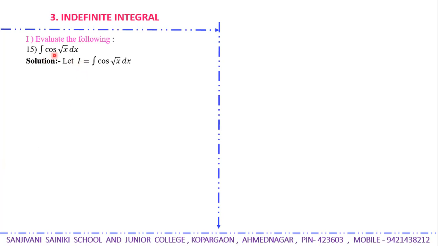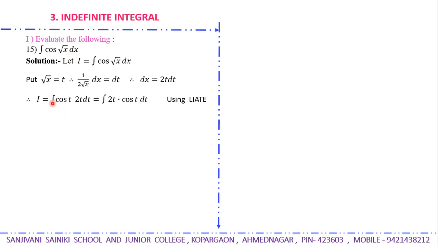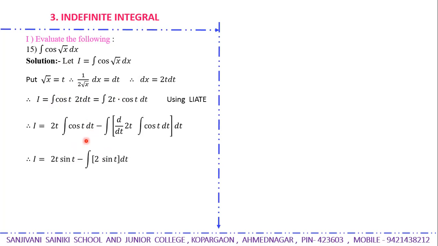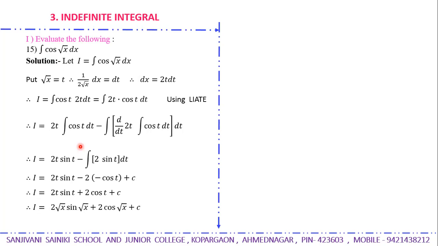Cos of root x. Now already we have solved this example in our solved examples, so you can go through this example. Already I have explained it in the solved examples how to solve it. Very simple. It is a composite function, so you have to use the substitution. Root x is equal to t, so 1 upon 2 root x dx is dt. So dx is 2t dt. Then use the by parts.